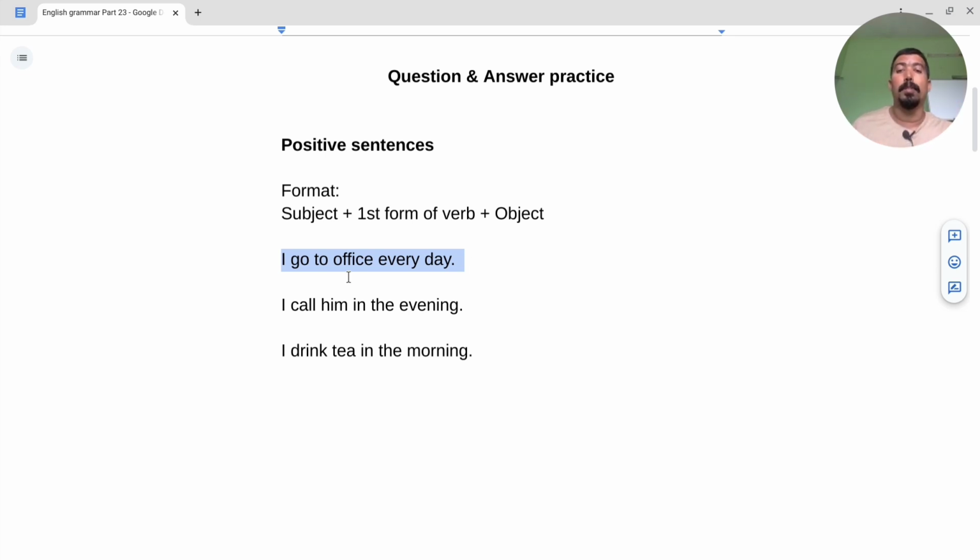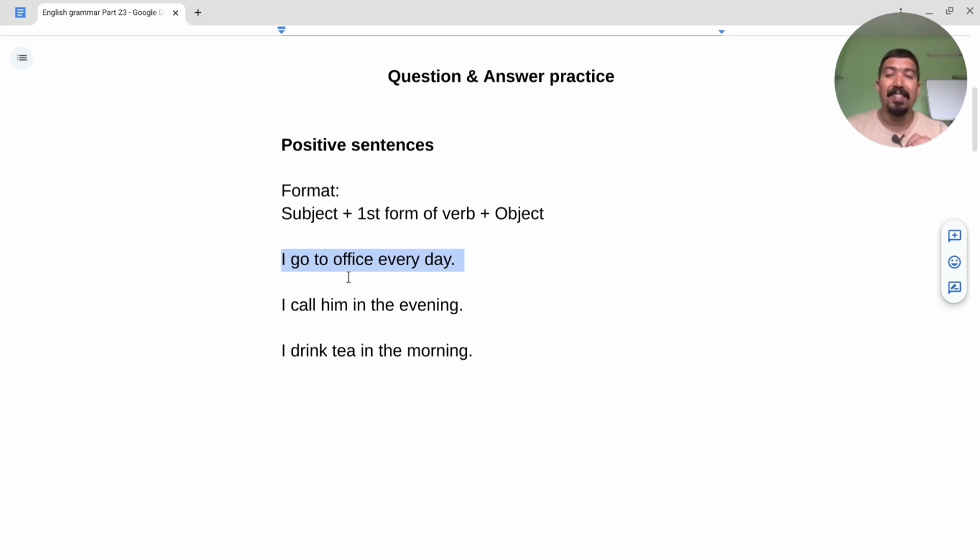Got it? So I go to office every day. Please read along with me. Look at the screen and read along with me. If you are free to read loudly right now, of course it is good. If you are in a free atmosphere, you can read loudly and practice with me. I go to office every day.